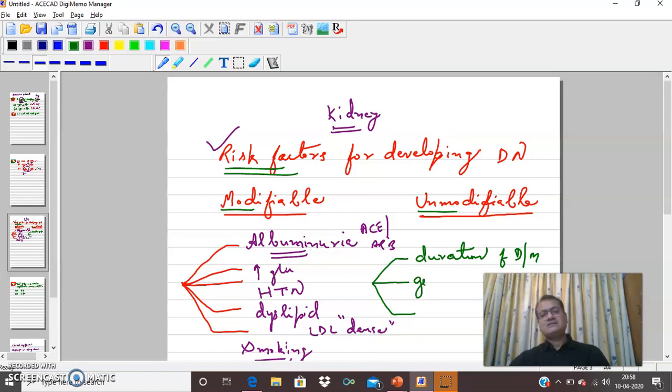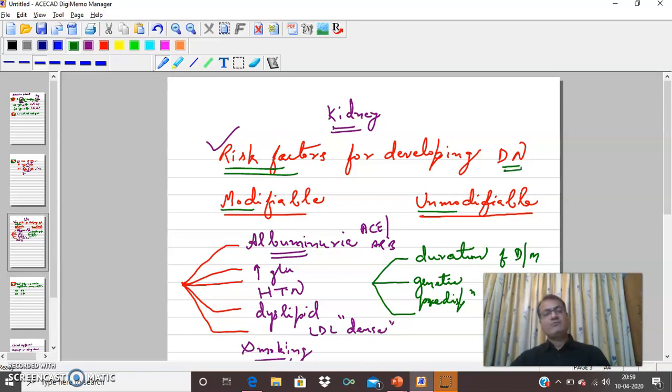Then another is genetic predisposition. Genetic predisposition to develop diabetic nephropathy. So don't get confused. I'm not writing genetic predisposition to develop diabetes. We all know it is more in type 2 diabetes. I'm talking genetic predisposition to develop diabetic nephropathy, right?